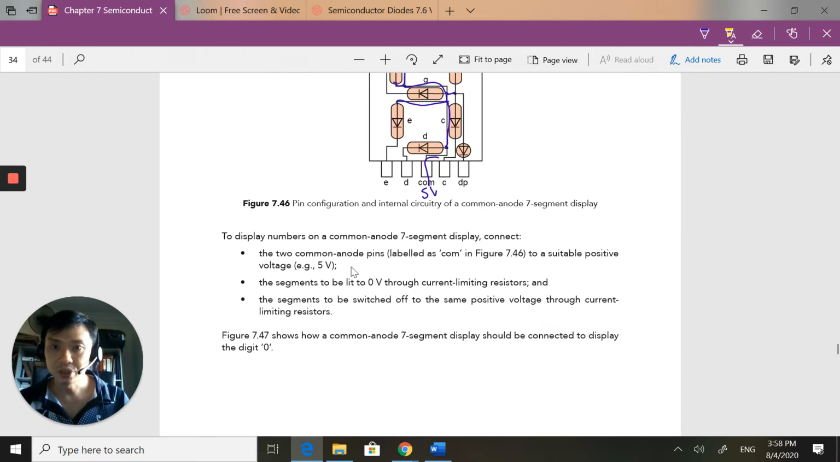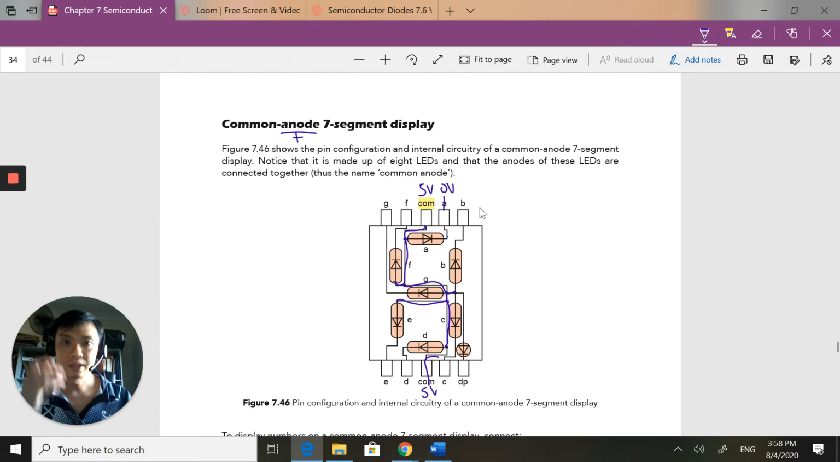The segment to be lit must be put to 0 volts. But what they don't show is that you should add a current limiting resistor to it. So if I have here to put to 0, before you reach 0, you should put a current limiting resistor before you put to 0 volts.